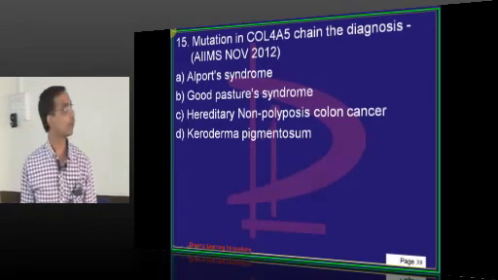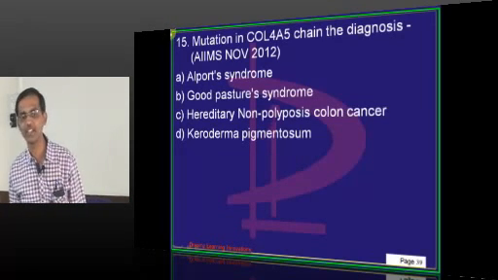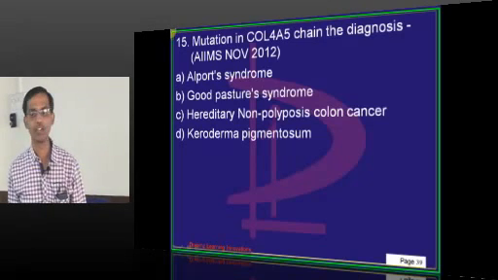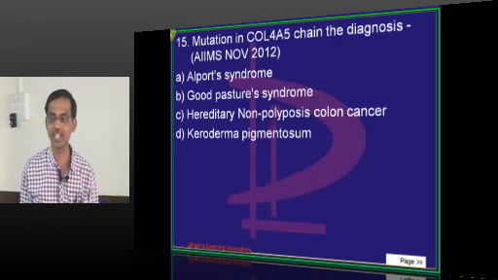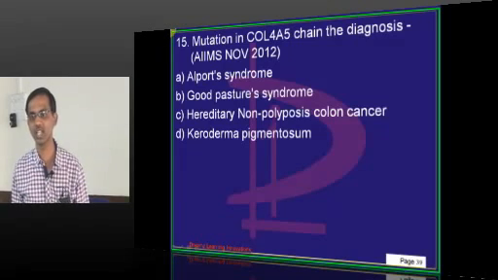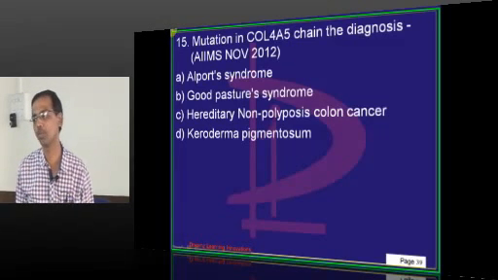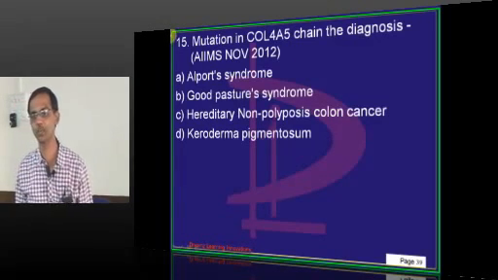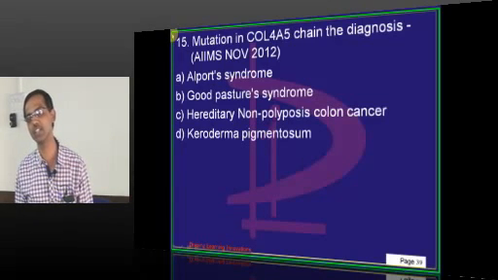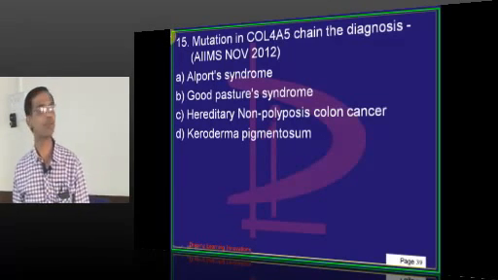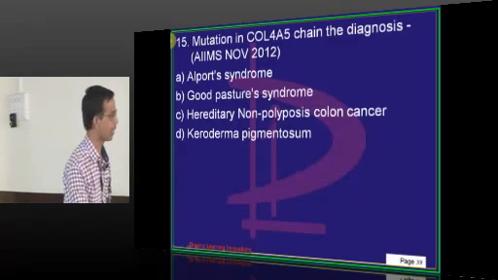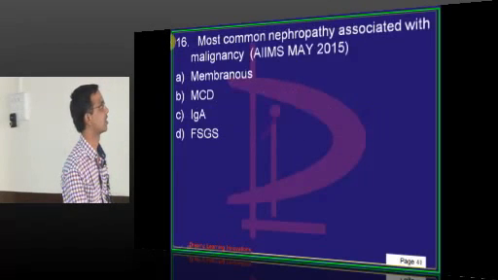Mutations in collagen type 4, A5 chain. We have already seen A3. Where have we seen A3? In Goodpasture. We have already seen A3 in Goodpasture. At that time we said A5 is going to be seen in Alport. So here the answer is Alport, which is a type of hereditary nephritis.